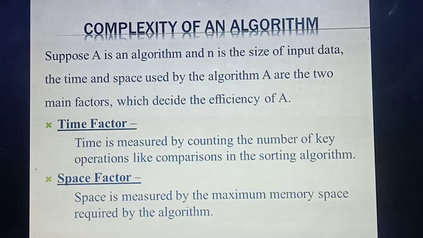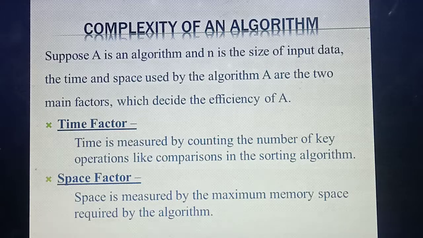Based on the two factors only you are going to judge the efficiency of an algorithm, that means how efficient this algorithm will be. Understood? So what are the two factors? Time factor and space factor. What are the two complexities? Time factor as well as space factor.